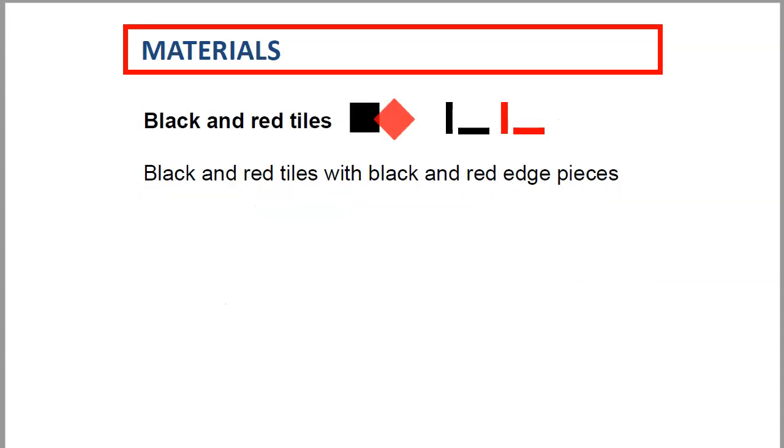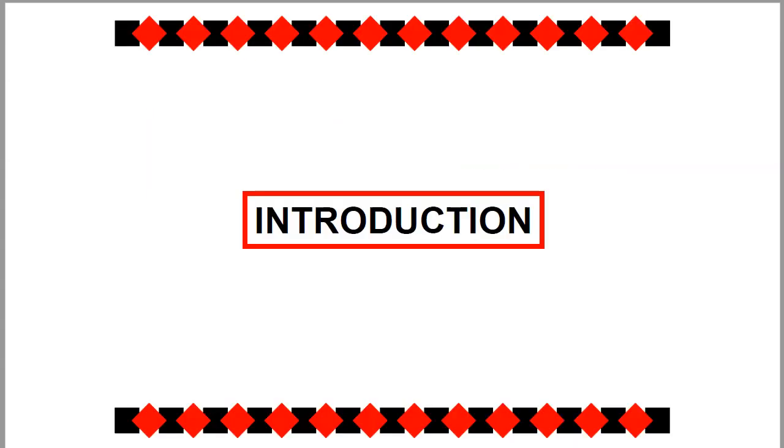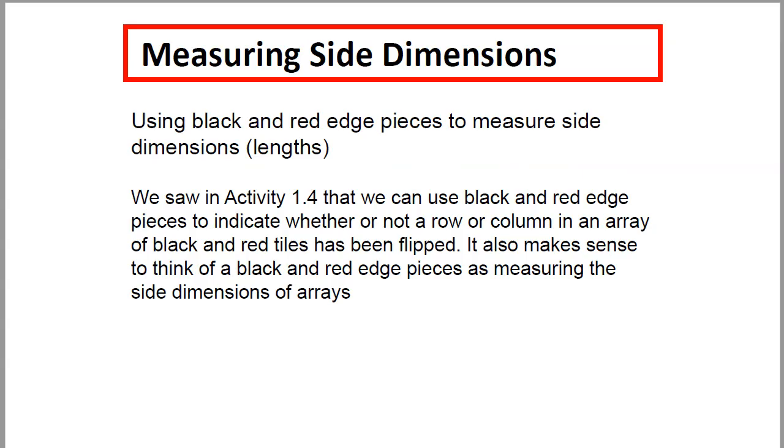We'll use black and red tiles and black and red edge pieces. We measure the side dimensions with black and red pieces. Using these edge pieces to measure the side dimensions, the lengths, we saw in Activity 1.4 that we can use the edge pieces to show whether or not a row or column in an array of tiles has been flipped. It also makes sense to think of these edge pieces as measuring the side dimensions of the arrays.